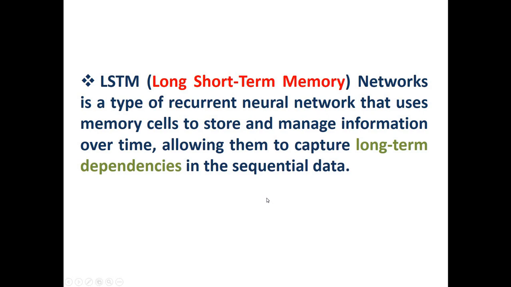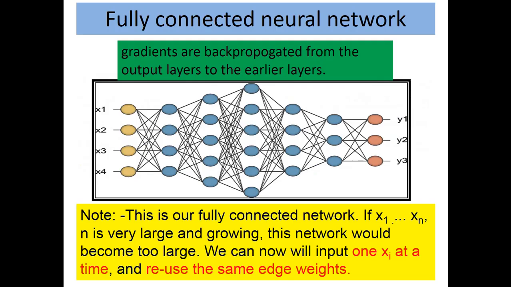Now, what is LSTM? You have heard a lot about LSTM, and people are talking about LSTM in many different technologies. So how will you use LSTM for this forecasting? LSTM networks are a type of recurrent neural network that uses memory cells to store and manage information over time, allowing them to capture long-term dependencies in the sequential data.